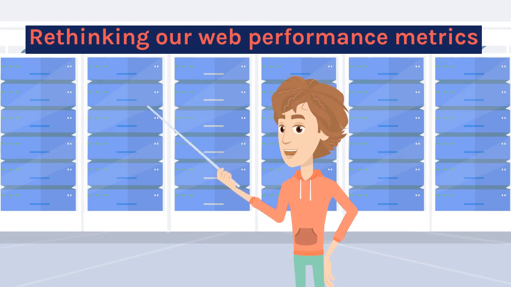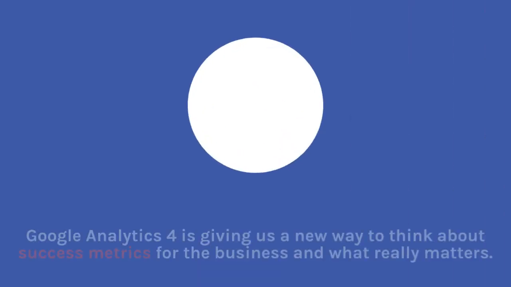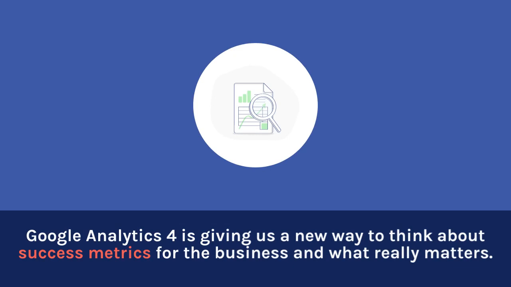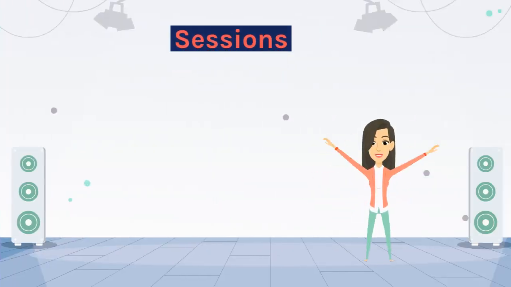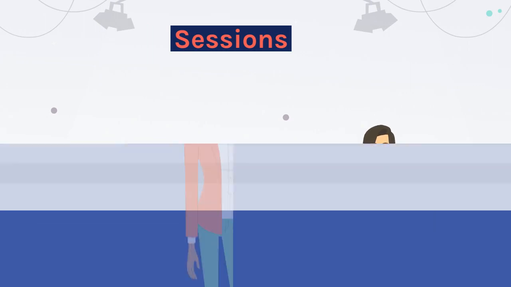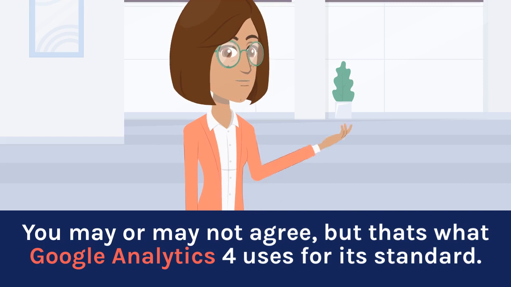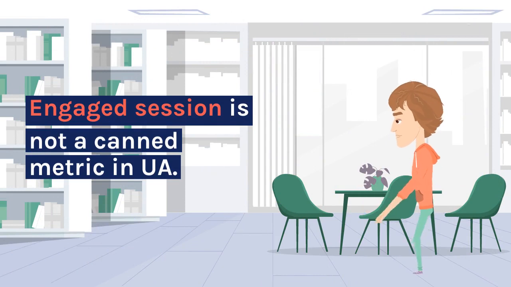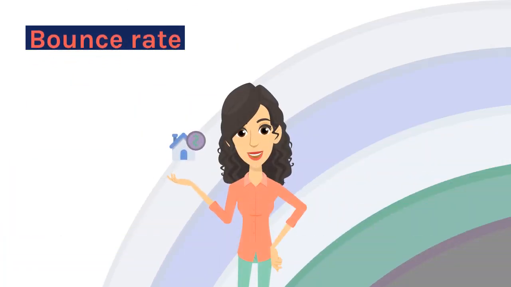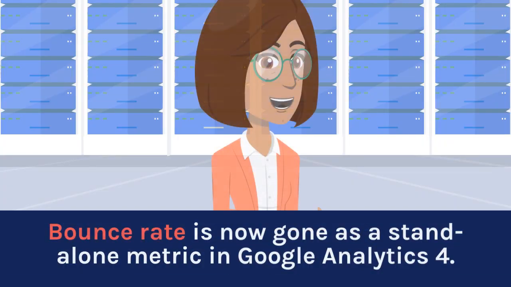Rethinking our web performance metrics. Google Analytics 4 is giving us a new way to think about success metrics for the business and what really matters. Sessions. You may or may not agree, but that's what Google Analytics 4 uses for its standard. Engaged session is not a metric in UA. Bounce rate. Bounce rate is now gone as a standalone metric in Google Analytics 4.